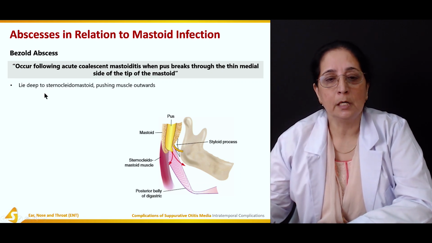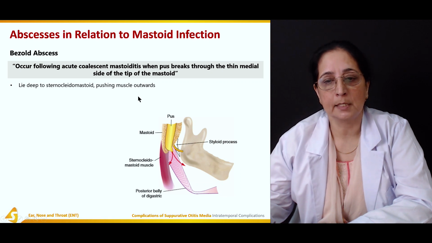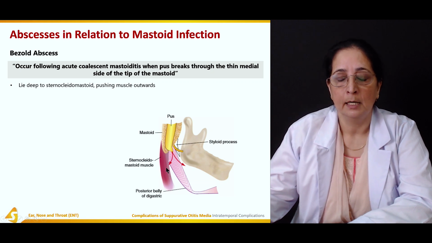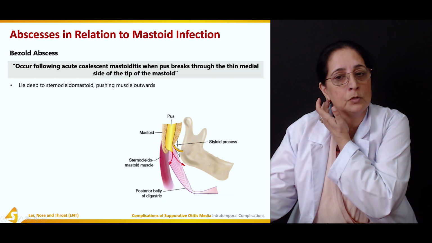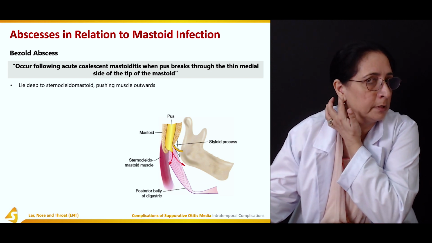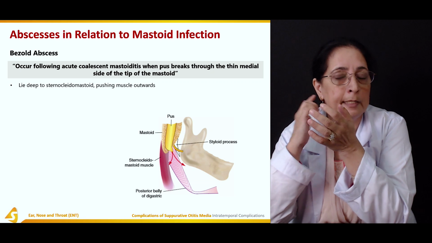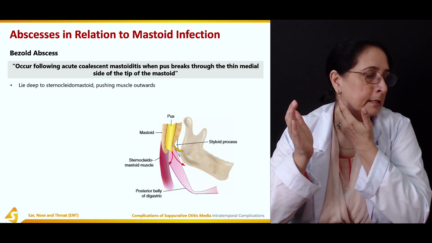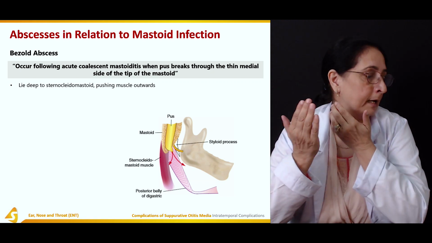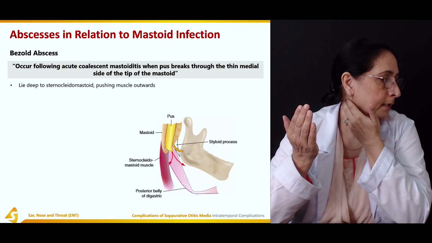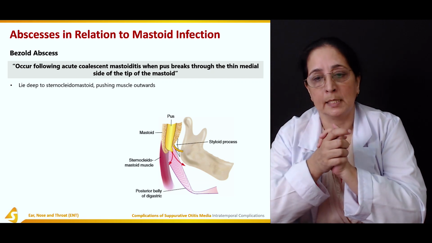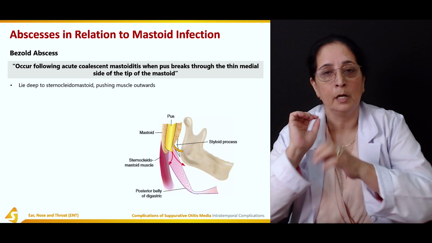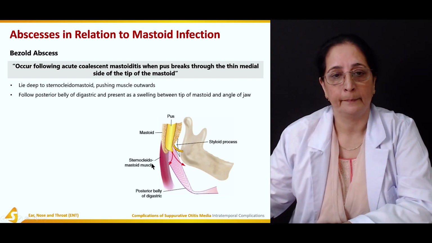It lies deep to the sternocleidomastoid, pushing the muscle outward. If you see, this is the sternocleidomastoid muscle. So when the abscess comes out of the mastoid bone, if you see, the mastoid bone is very close to the sternocleidomastoid muscle. Sternocleidomastoid is the big muscle. When you turn your neck, you put a hand there, this is the sternocleidomastoid muscle. So it lies deep to the sternocleidomastoid, pushing the muscle outwards.